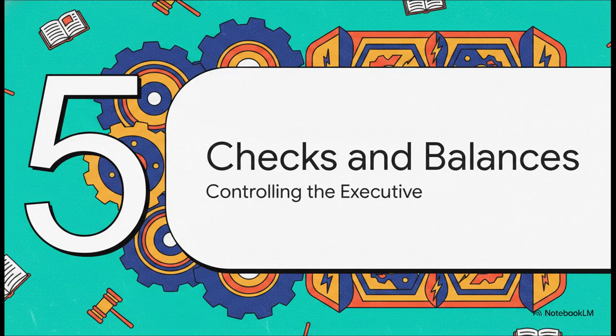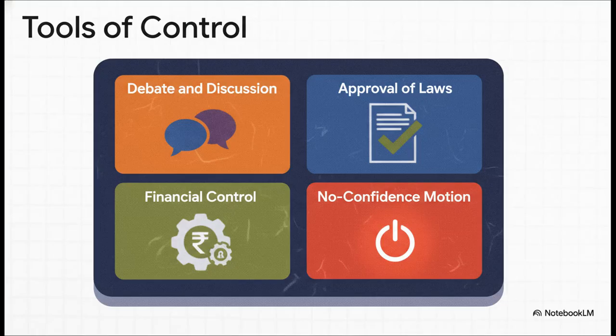Okay, let's move on to the last major piece of this puzzle, and this one is absolutely critical. It's how Parliament keeps the government accountable. You can think of this as the entire system's built-in firewall. So, how does this firewall actually work? Well, Parliament has several powerful tools in its toolkit. First, you've just got simple debate and discussion. Don't underestimate this. Things like question hour, where ministers have to stand up and answer tough questions. That's a huge deal for accountability.